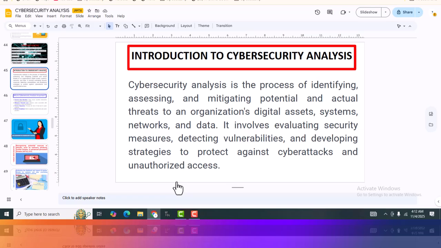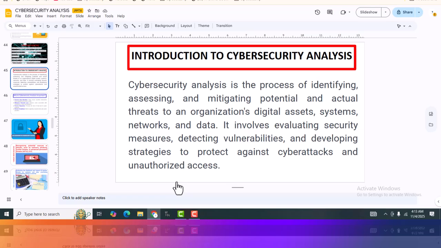And so what is cybersecurity analysis? Cybersecurity analysis is the process of identifying, assessing, and mitigating potential and actual threats to an organizational digital asset, system, network, and data. What does it mean? It is the step-by-step process that we follow to identify vulnerabilities or threats to an organization, the way we assess them, and the process we follow to mitigate or contain them. That is what we refer to as cybersecurity analysis.